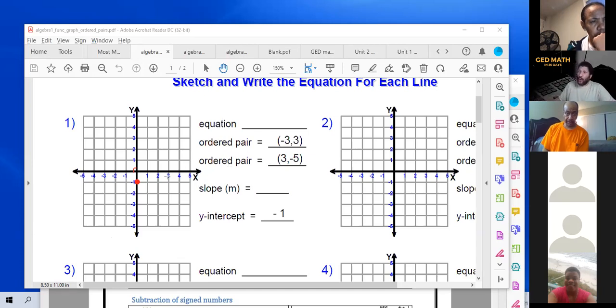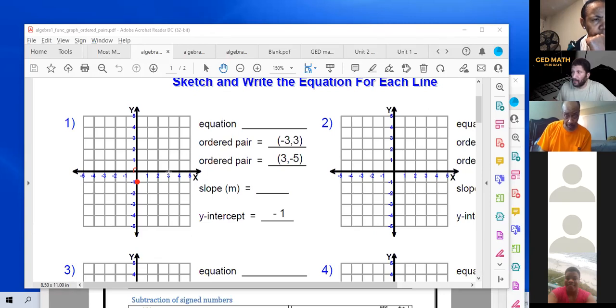So 3, 5. Where is 3, 5? How can I find the point 3, negative 5? You're going to start by going over 3 for your x. Perfect. And you go 5. Up or down?